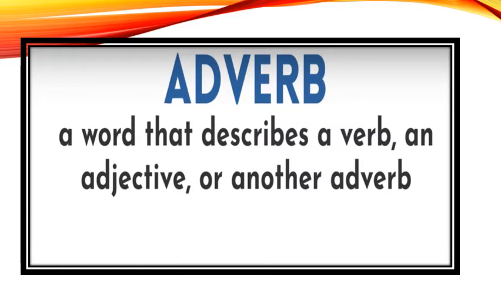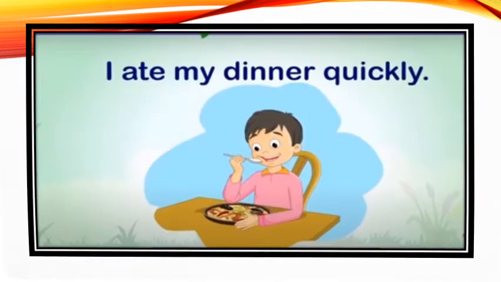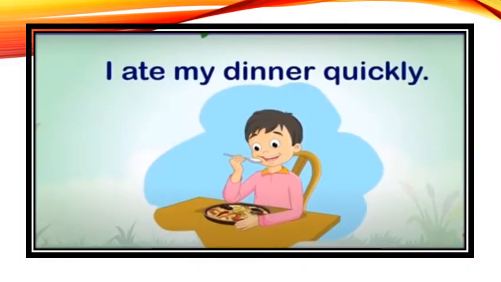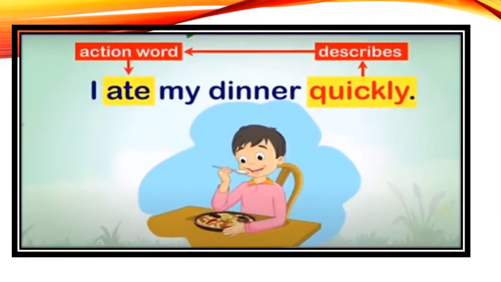An adverb is a word that describes a verb, an adjective, or another adverb. Now let's see how adverbs describe a verb, an adjective, or another adverb. For example, I ate my dinner quickly. Here, quickly tells us how the action of eating happened. So here, quickly is a describing word and it describes the action word ate.